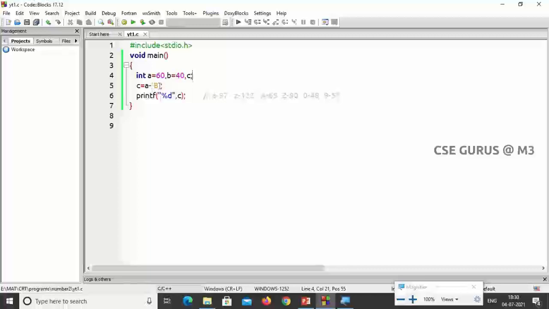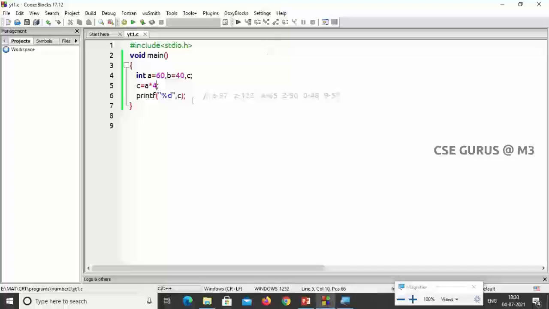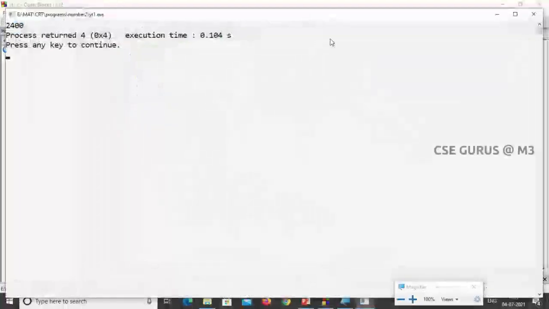Same thing if I go with multiplication, A into something like 4. So A into 4, 60 into 4, which will be 240. We'll see that output. Yeah, 240. You can consider A into B. The B value is 40, 60 into 40, 2400.